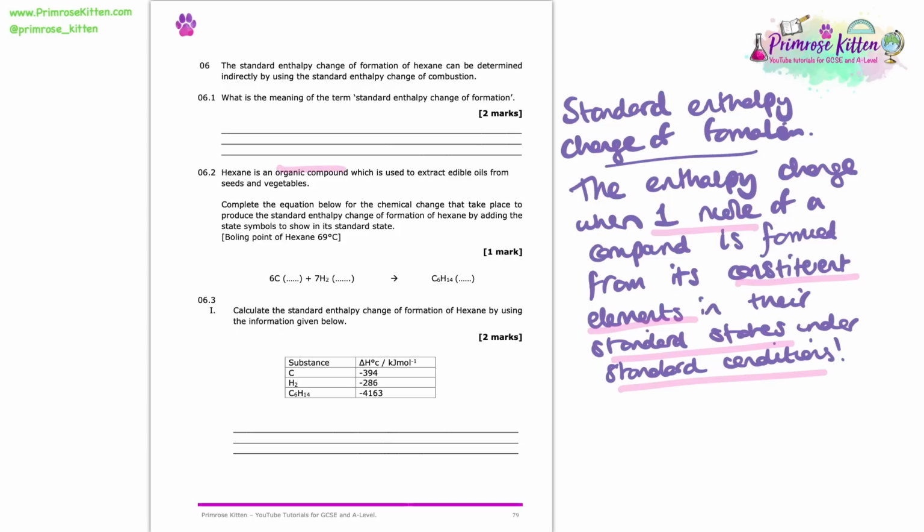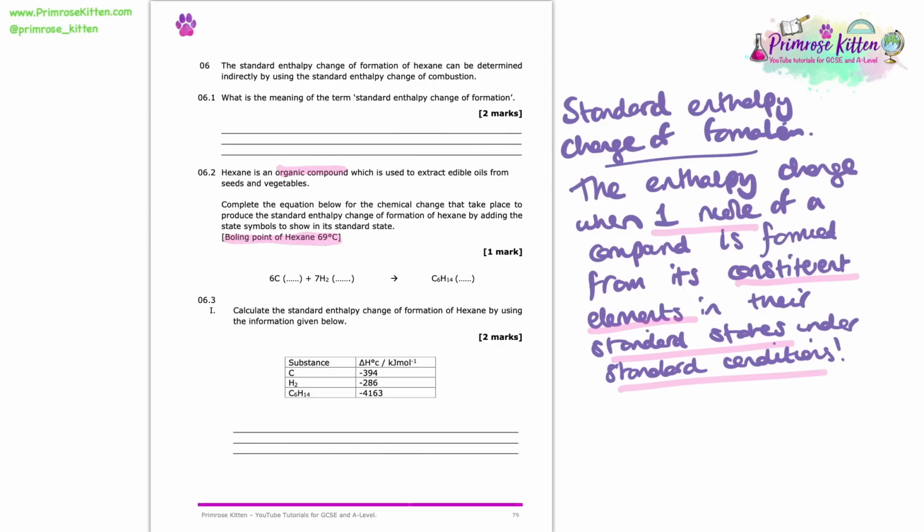Now we're told that hexane is an organic compound which is used to extract edible oils from seeds and vegetables. We're asked to complete the equation below for the chemical change that can take place to produce the standard enthalpy change of formation of hexane by adding the state symbols. And they've given us a handy little hint here because we don't necessarily know the boiling point of hexane. We're not overly familiar with it as a substance, but we want to show its standard state. And that means the state that it is at room temperature and pressure, which is where that boiling point is important.